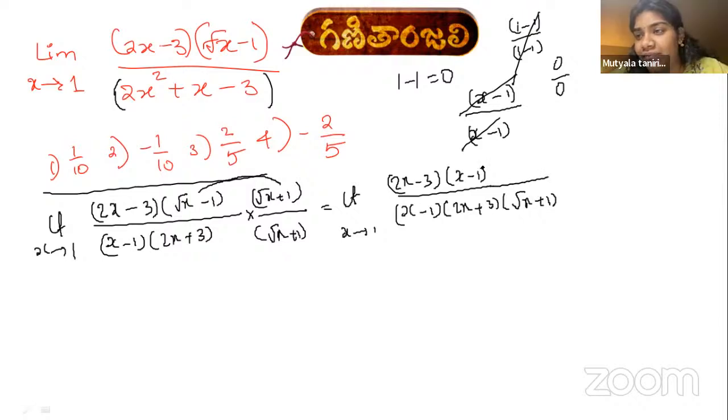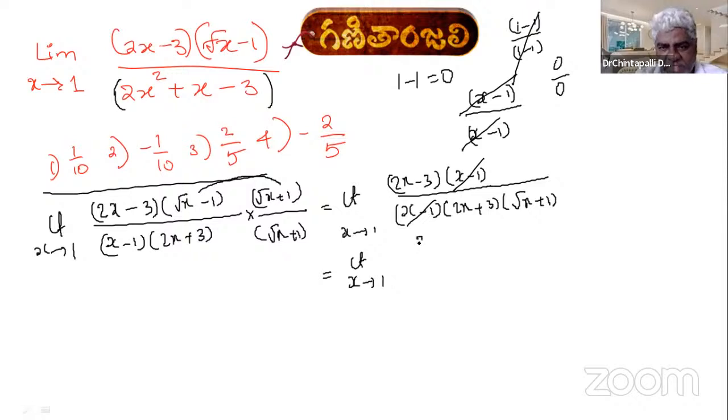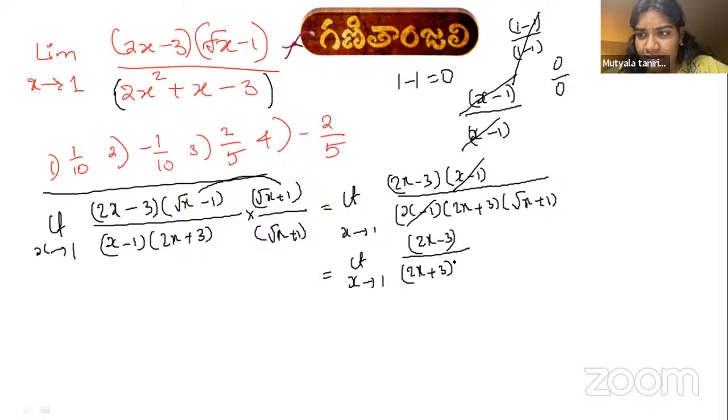Now what can we cancel? x minus 1 and x minus 1, very good. x minus 1 cancels. Now see, limit x tends to 1, 2x minus 3 by 2x plus 3 times root x plus 1. Now we can plug in x is equal to 1.